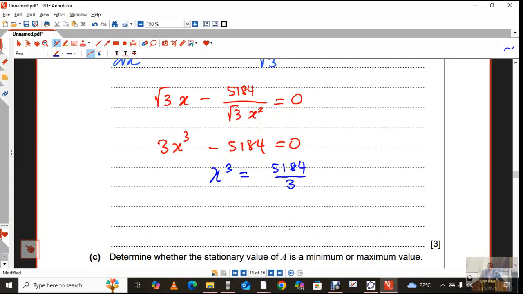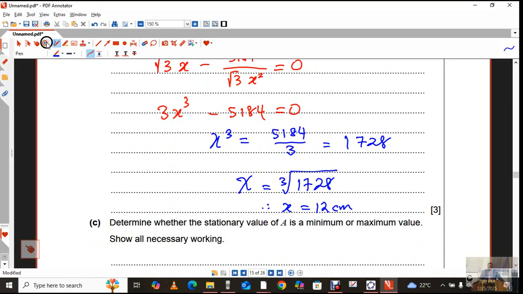Now we know what it was when we divided by 3. It was nothing but 1728. The value of x, therefore, has to be the cube root of 1728. Therefore, x is equal to 12 centimeters. That's the cube root of 1728. You can verify, and then you have it.